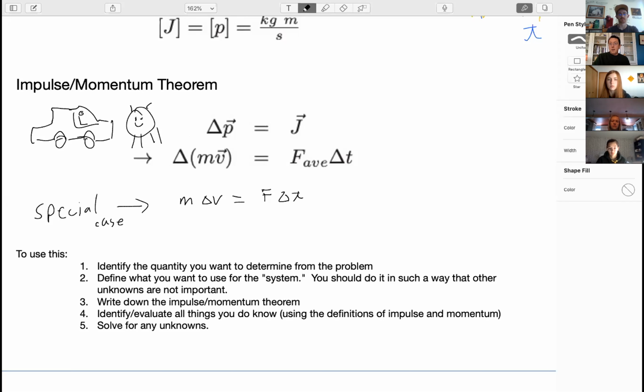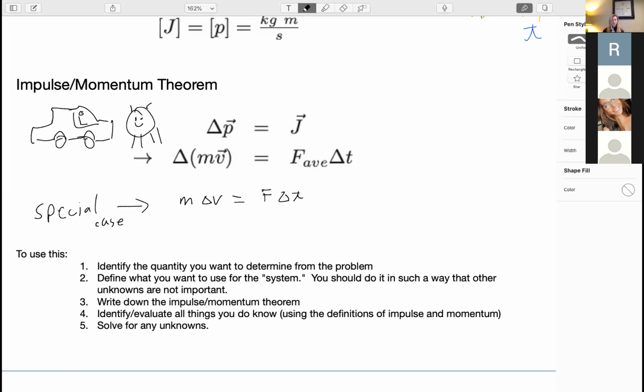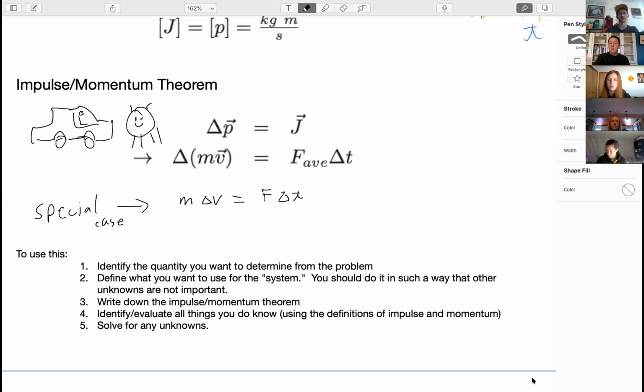Okay, so that's kind of my general strategy for using the impulse and momentum theorem. Are there questions on that? We're going to do some examples here, but is everyone clear on what the definition of momentum is? Yeah, mass times velocity. It's not complicated. It really isn't that hard.